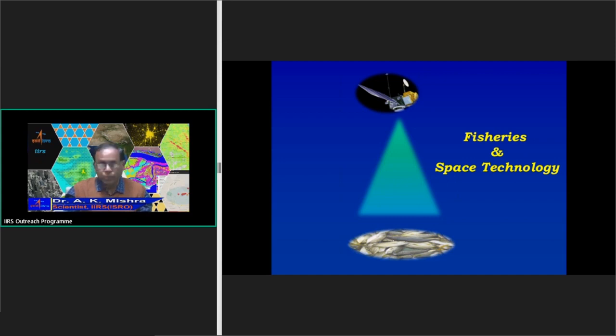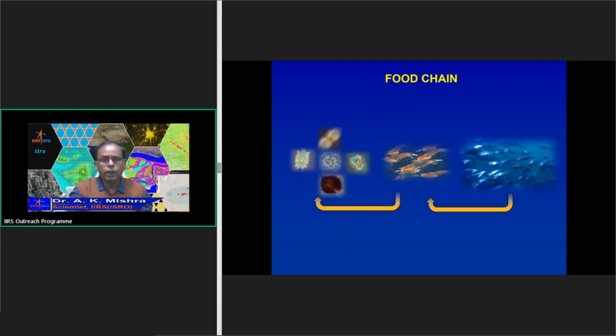fishing zones. So normally the phytoplankton is consumed by the zooplankton, and the zooplankton are consumed by the fish. So this is called the marine food chain, and the phytoplankton are primary producers in the ocean. So if you can find out the high productive areas, then we can go there for finding out fishes.